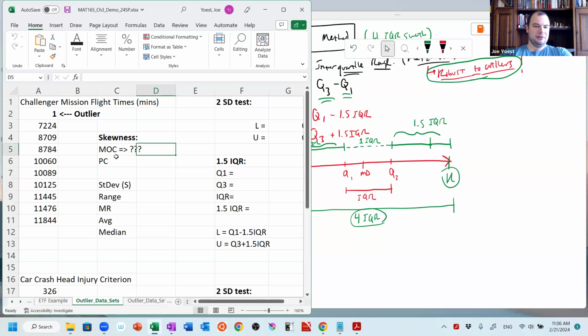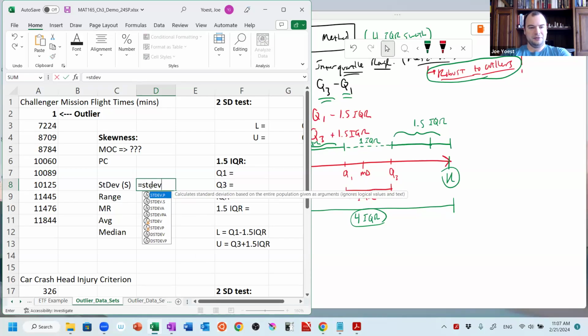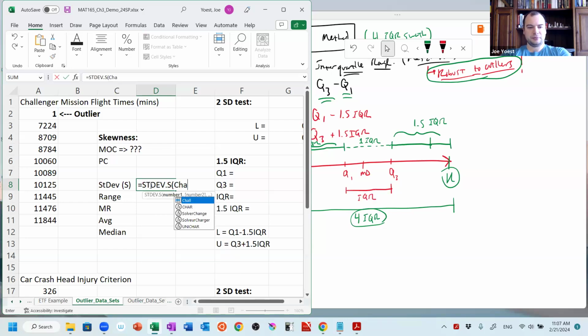So let's look at the Pearson coefficient of skewedness. First, let's go ahead and maybe name this data set. I'll just name it CHALL for Challenger. And let's compute our 3.1 and 3.2 metrics here. STDEV.S, and we're calling this a sample, so we'll say S, of the Challenger data.